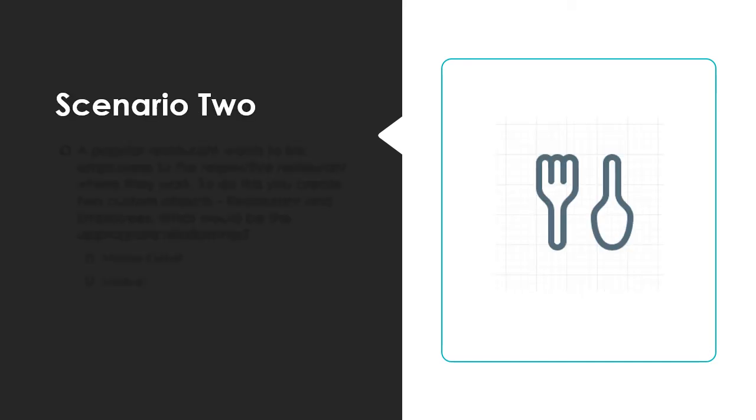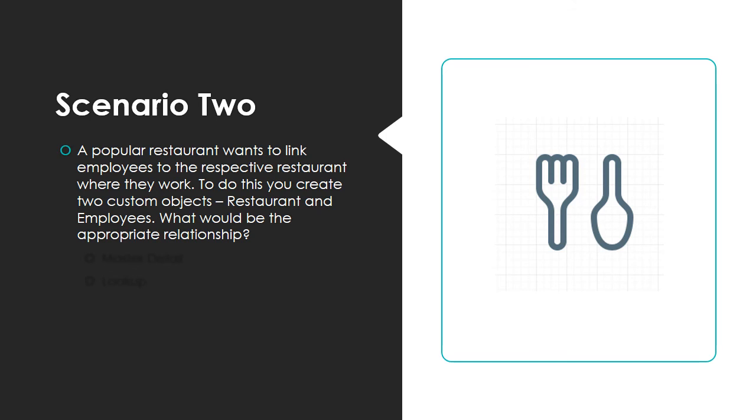Here's another scenario. Say a popular restaurant wants to link employees to their respective restaurant where they work. To do this, you create two custom objects, restaurant and employees. What do you think would be the appropriate relationship? Master detail or lookup?